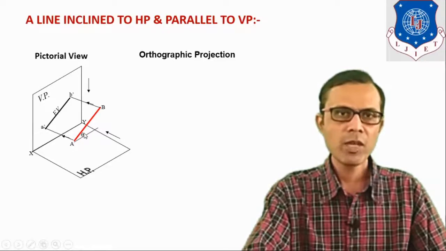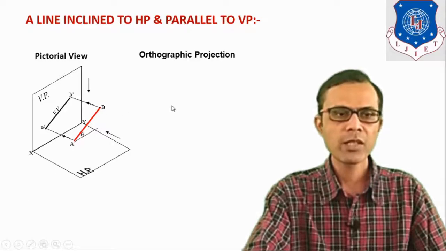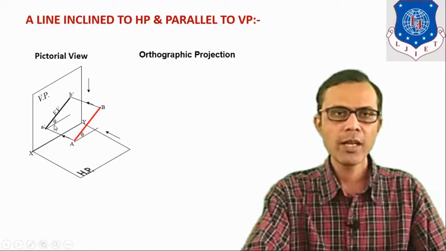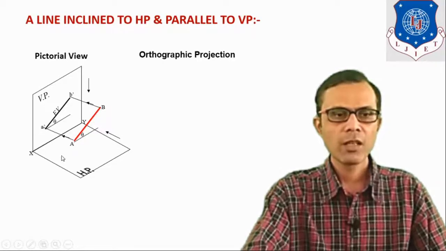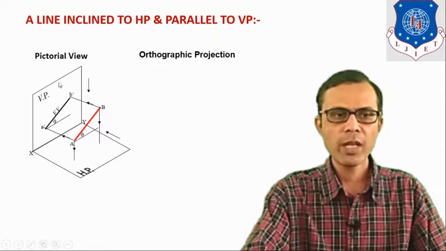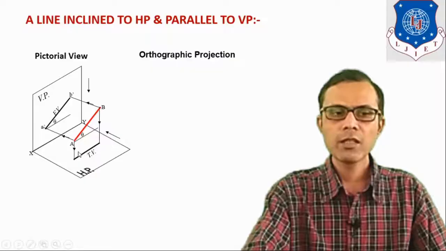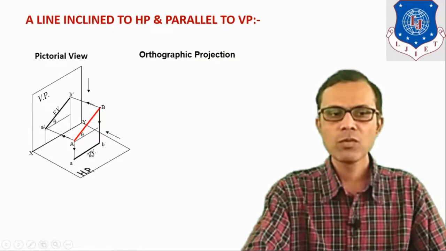And just now we have seen that if a line is parallel to any plane of projection, then the projection of the line on that plane shows the true length and true inclination angle. So it is a true length A dash B dash and true inclination angle theta. Now let's take its top view. So this is the direction for the top view, and AB is the top view of the given line.